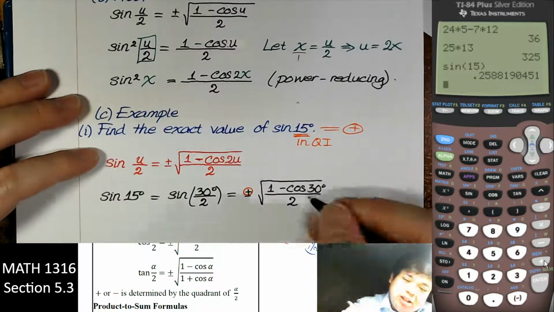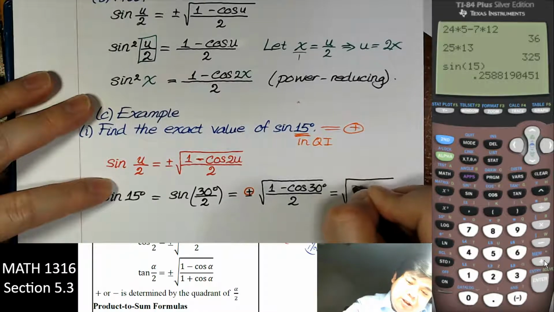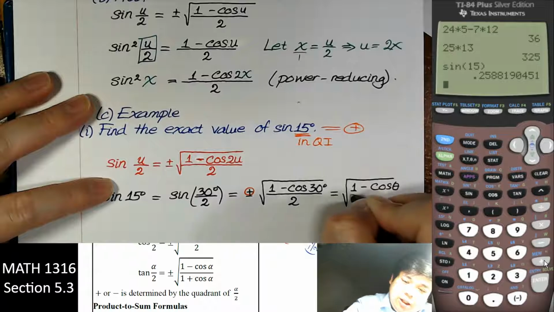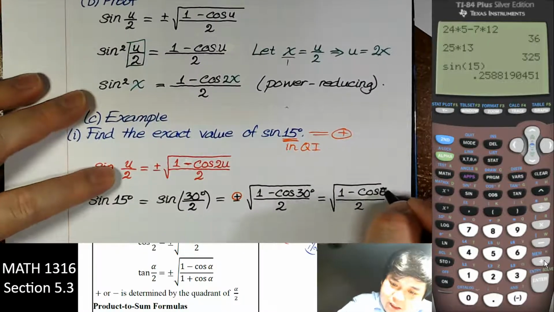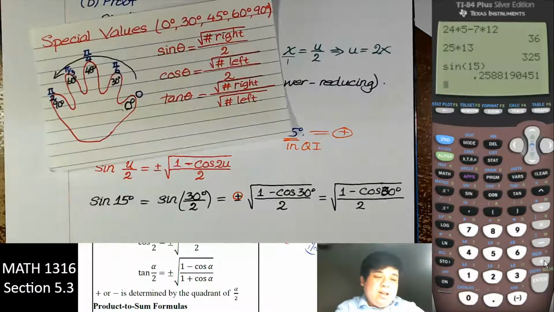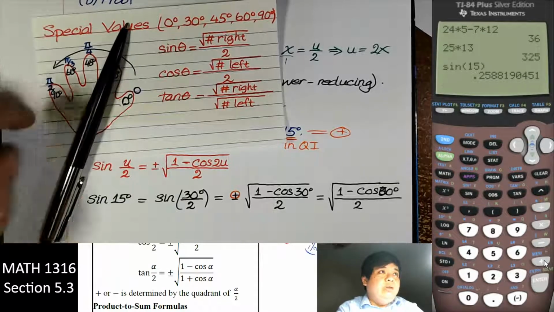Now we just write it out and we have the square root of 1 minus cosine of 30 degrees divided by 2. Right, cosine of 30 degrees, cosine is square root of 3 over 2.